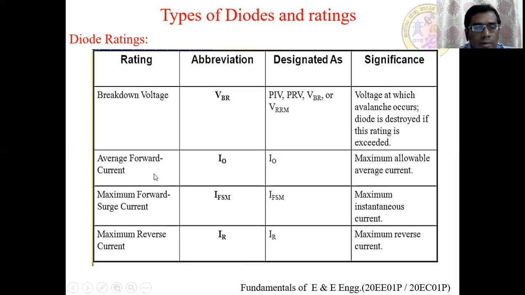Average forward current, we call it I naught. It is the maximum allowable average current. Maximum forward surge current, we call it IFSM. It is the maximum instantaneous current. The maximum reverse current, we call it IR. It is the maximum reverse current.